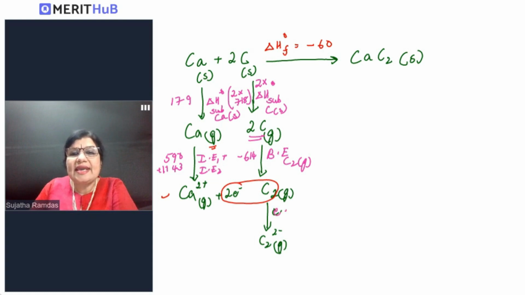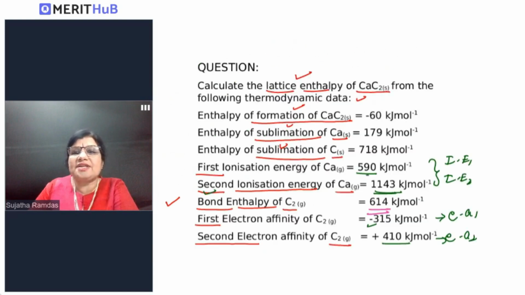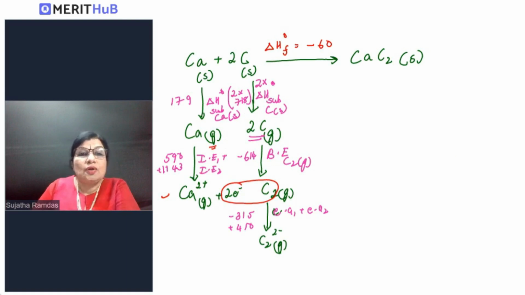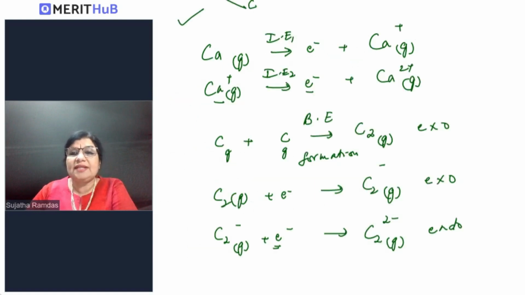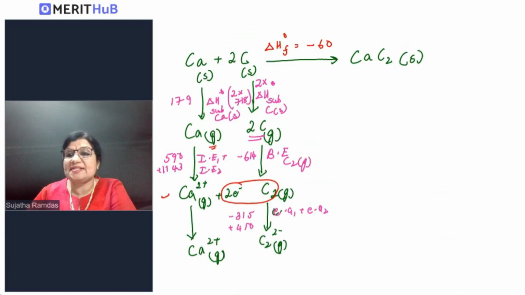EA1 plus EA2, and the values are minus 315 plus 410, right? Minus 315 and plus 410. Okay, so now we finally have arrived at the two ions that were required to determine the lattice enthalpy, which is Ca2 plus gaseous ions. We have made a note of the two ions present in calcium carbide, calcium ion and C2 2 minus. We have arrived at both these ions in the gaseous state.